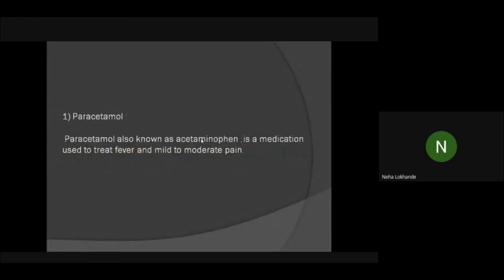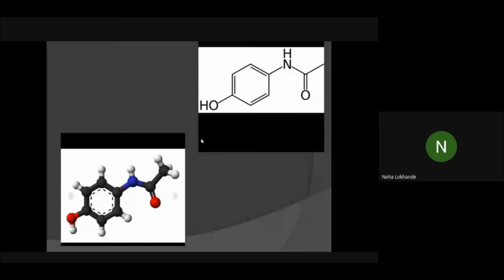The first drug is paracetamol. Paracetamol, also known as acetaminophen, is a medication used to treat fever and mild to moderate pain. This is the chemical structure, and the other one is the 3D structure of paracetamol.